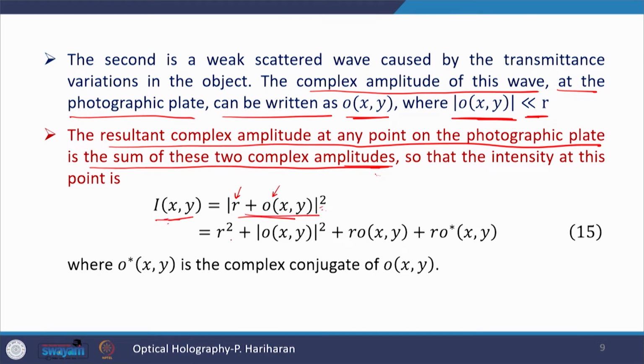If you expand it, then we will get R square, then mod of O square, then R into O, and then R into O star. Since R is a real number, the complex conjugate of R would be equal to R, and therefore no star sign is there on top of R, but O is complex, therefore there is an O star term here in equation number 15. This is the resultant intensity which the photographic plate will receive.